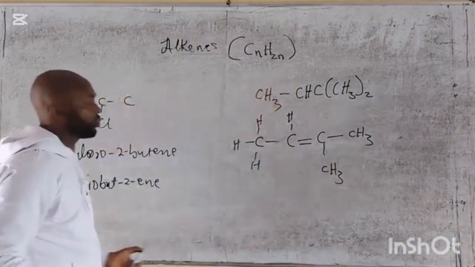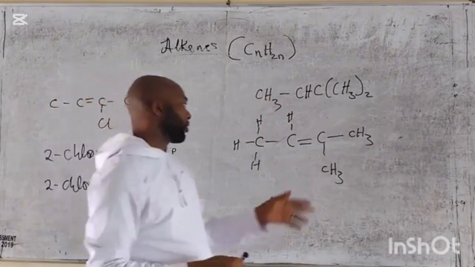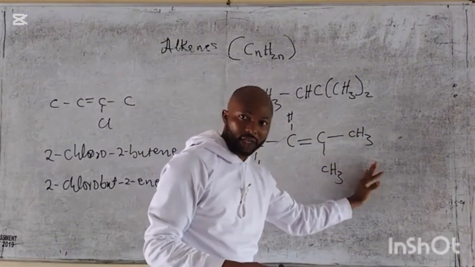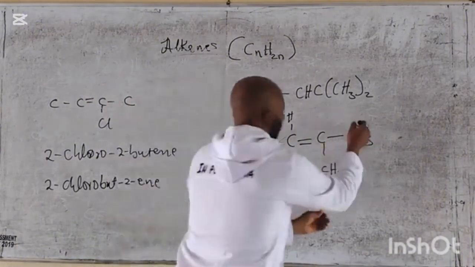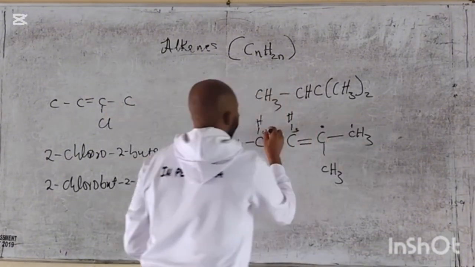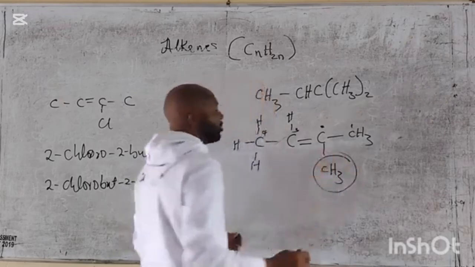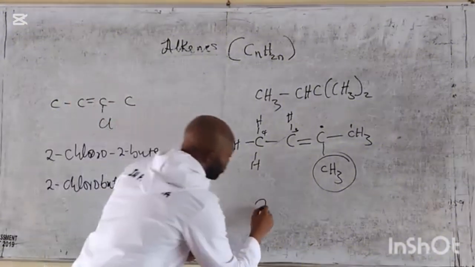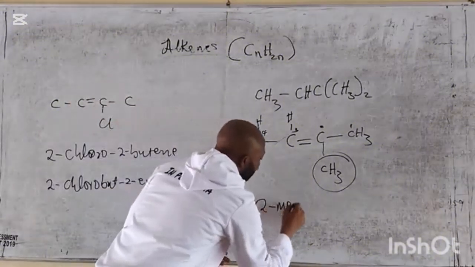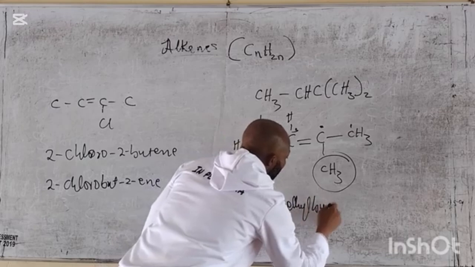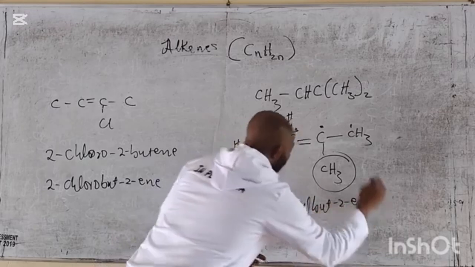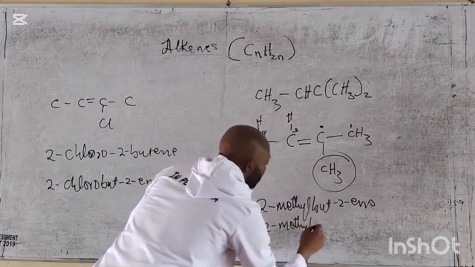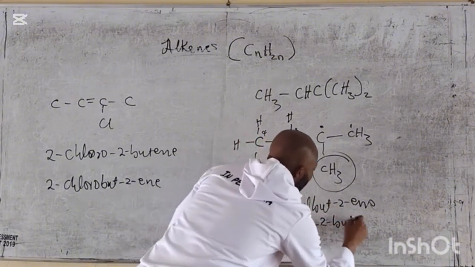Now, you see we should name. If I come from here, the same, 1, 2, 3, 4. So I will always come from here because the substituent is here. So this becomes my 2, right? Yes. So now I have 1, 2, 3, 4. 2 methyl, put 2 in. Or 2 methyl, 2 butene.